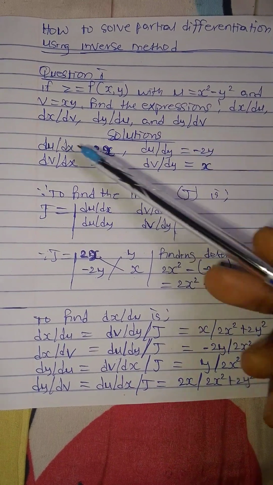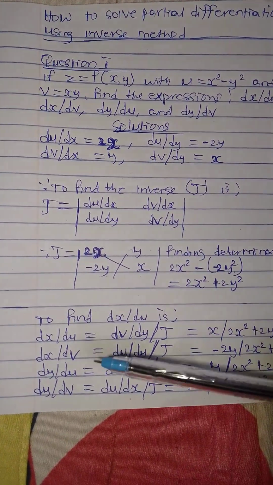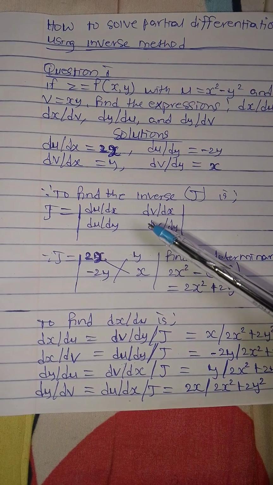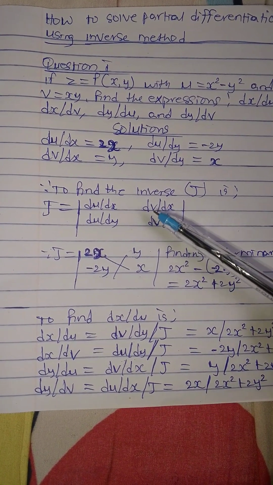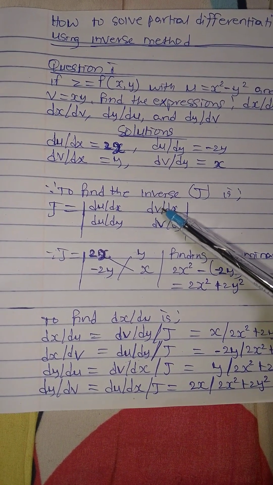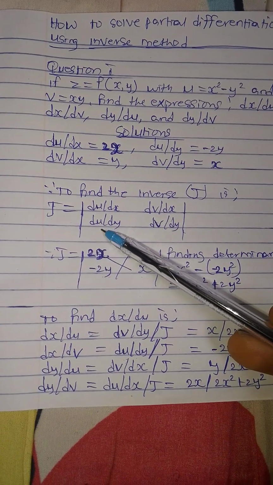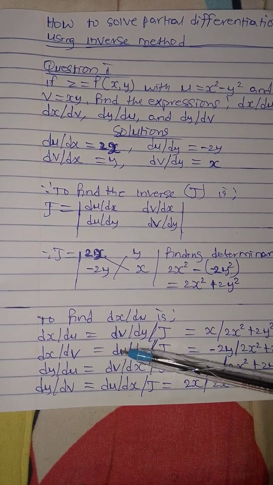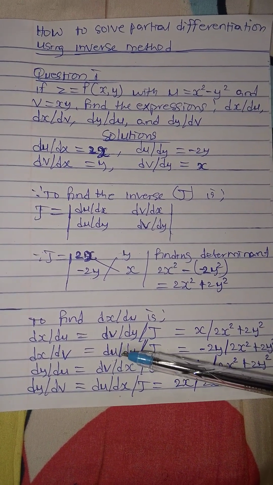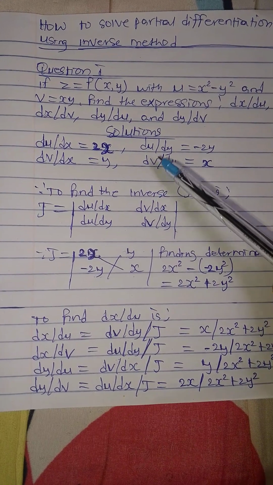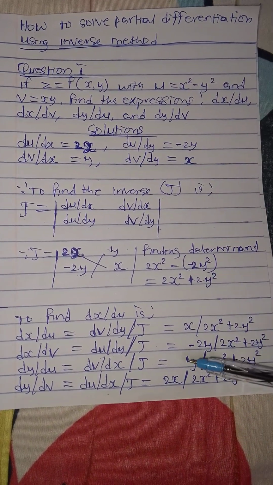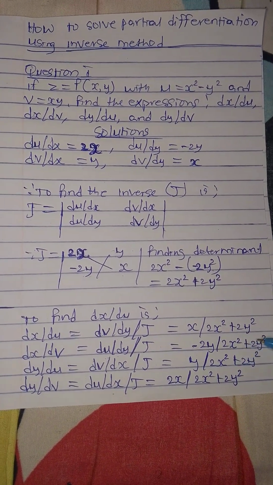What's the next one? We have to find dx over dv. You know that dx over dv is the inverse of dv over dx, and the one alternate to this is du over dy. So that becomes du over dy over J. My du over dy is minus 2y, so that becomes minus 2y over J, where J is as written.